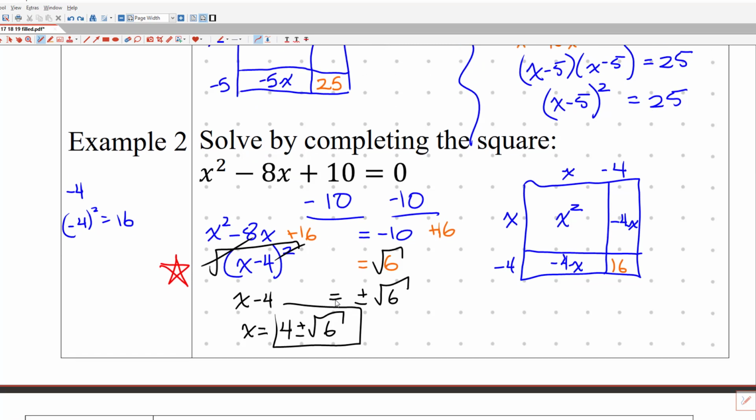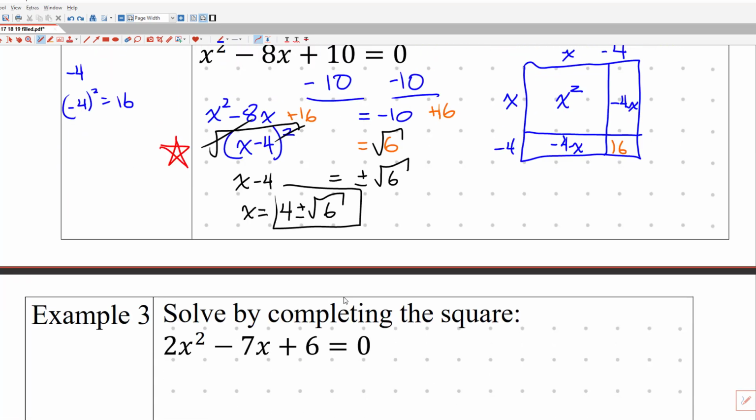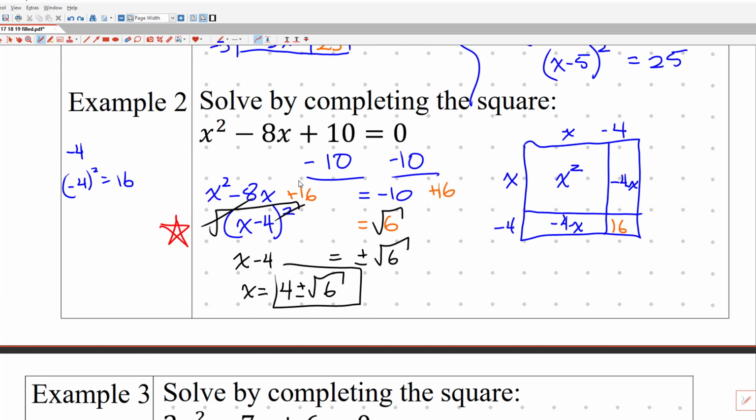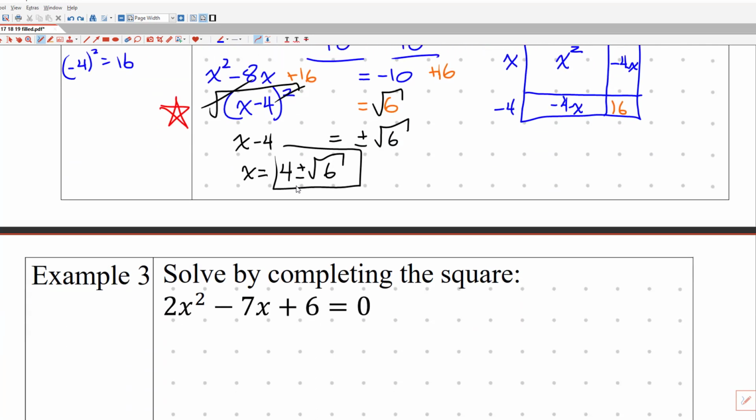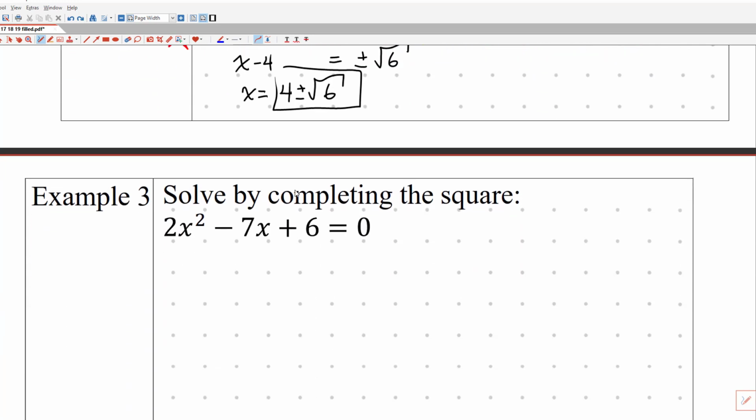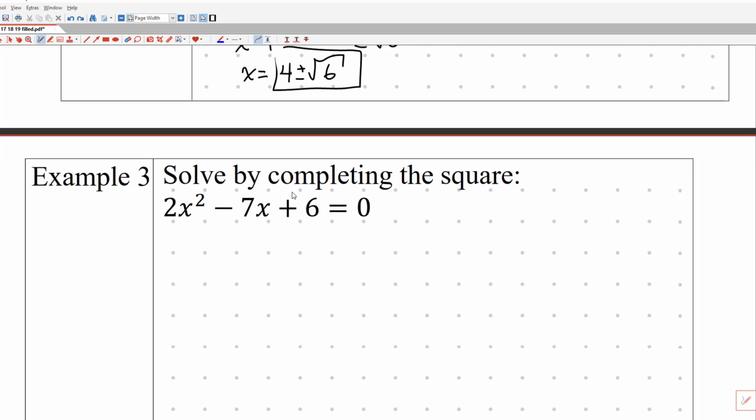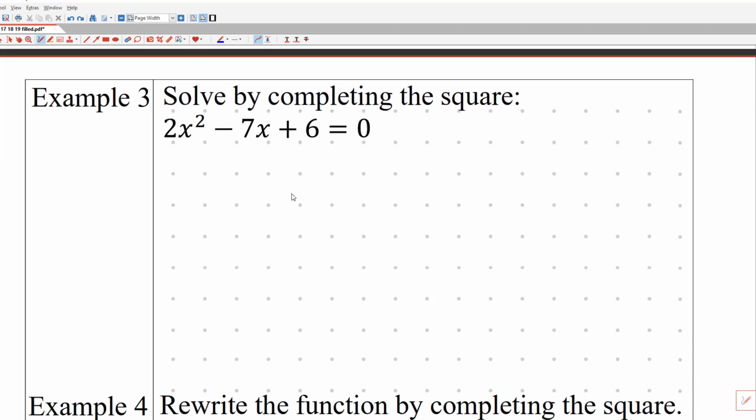Okay, so on to example number 3. And by the way, this is now moving on to the hard homework. So this is going to be like lesson 10-19 essentially. How do I do it when I have a problem like this? And why does this problem look different?